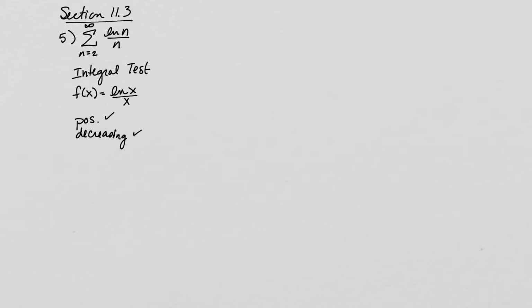Before I do the integral, we should also say it's continuous. So if you were to look at a graph of natural log of x over x, you would see it's continuous. So we're going to look at the integral now from 2 to infinity of the natural log of x over x dx. And that's going to be equal to the limit as b approaches infinity of the integral from 2 to b of the natural log of x over x dx.